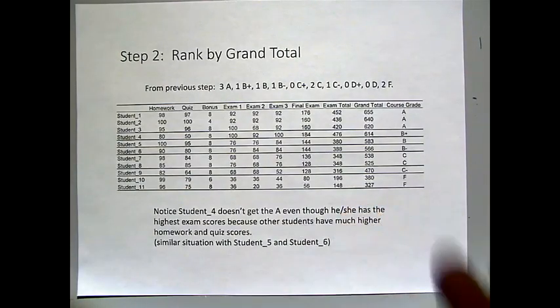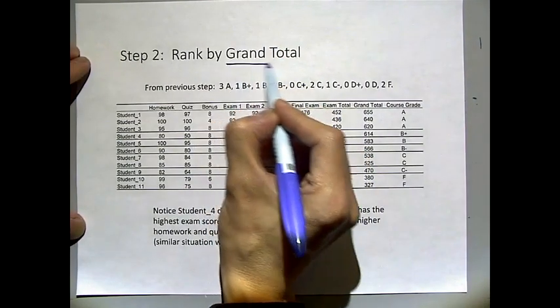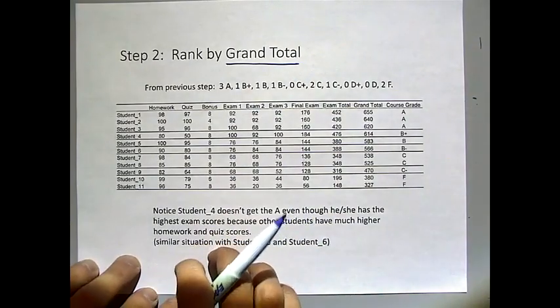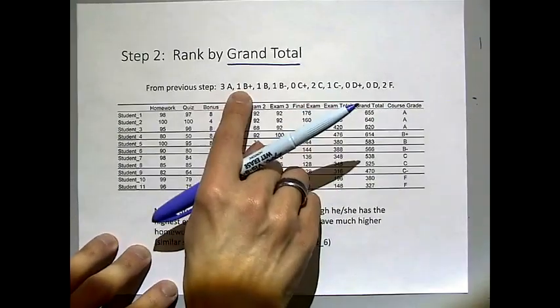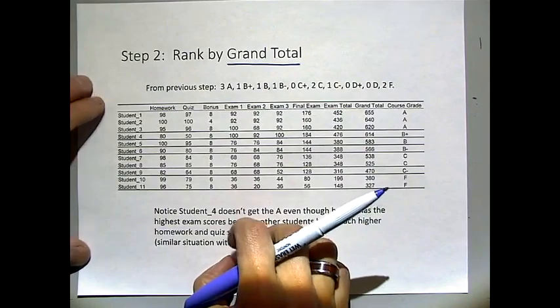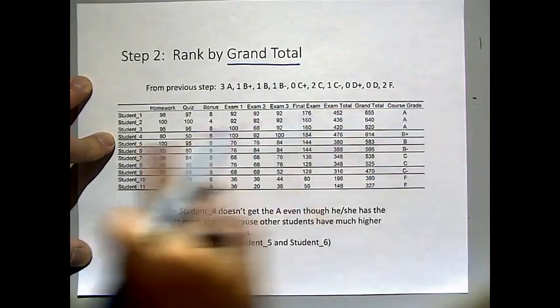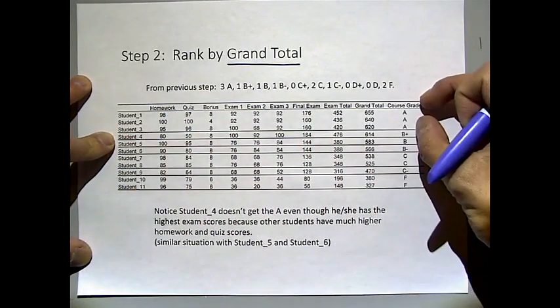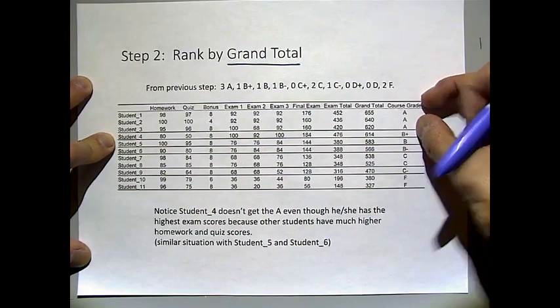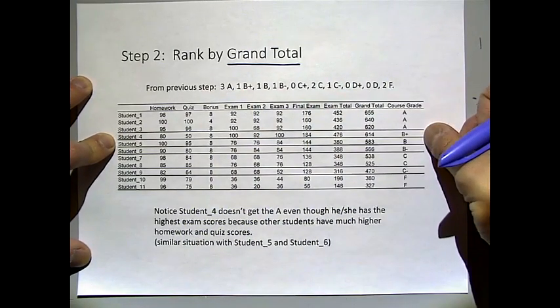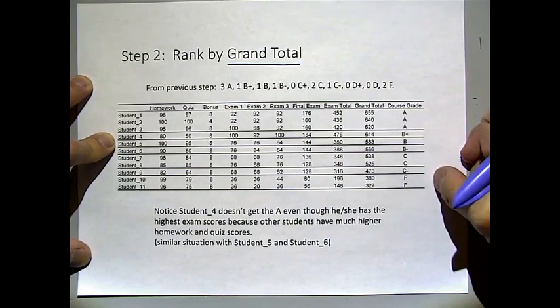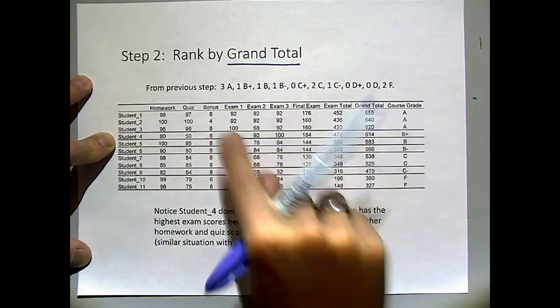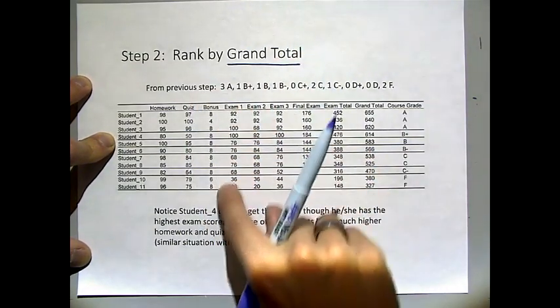So now we go back to the grand total. From earlier, we had 3, 1, 1, all those numbers we counted. Now, final ranking, we count the top 3, draw a line. Those students will get A's. Then the next will get the next highest grade, and so on. Notice at this step, we also add in the bonus points.